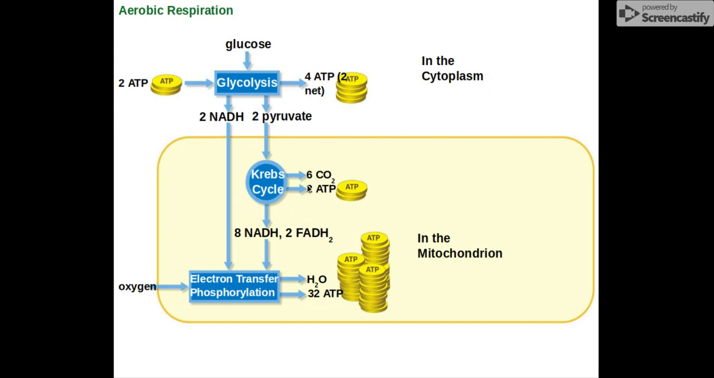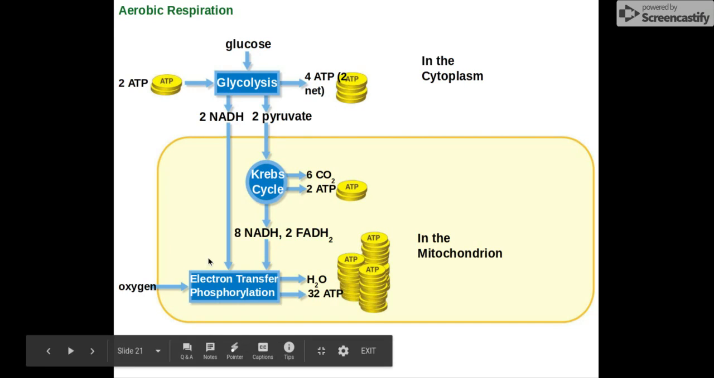This is where we're producing all our carbon dioxide, right? You breathe in oxygen, release carbon dioxide. Those CO2s are being stripped off of those glucose molecules. Then we go through the electron transport chain.